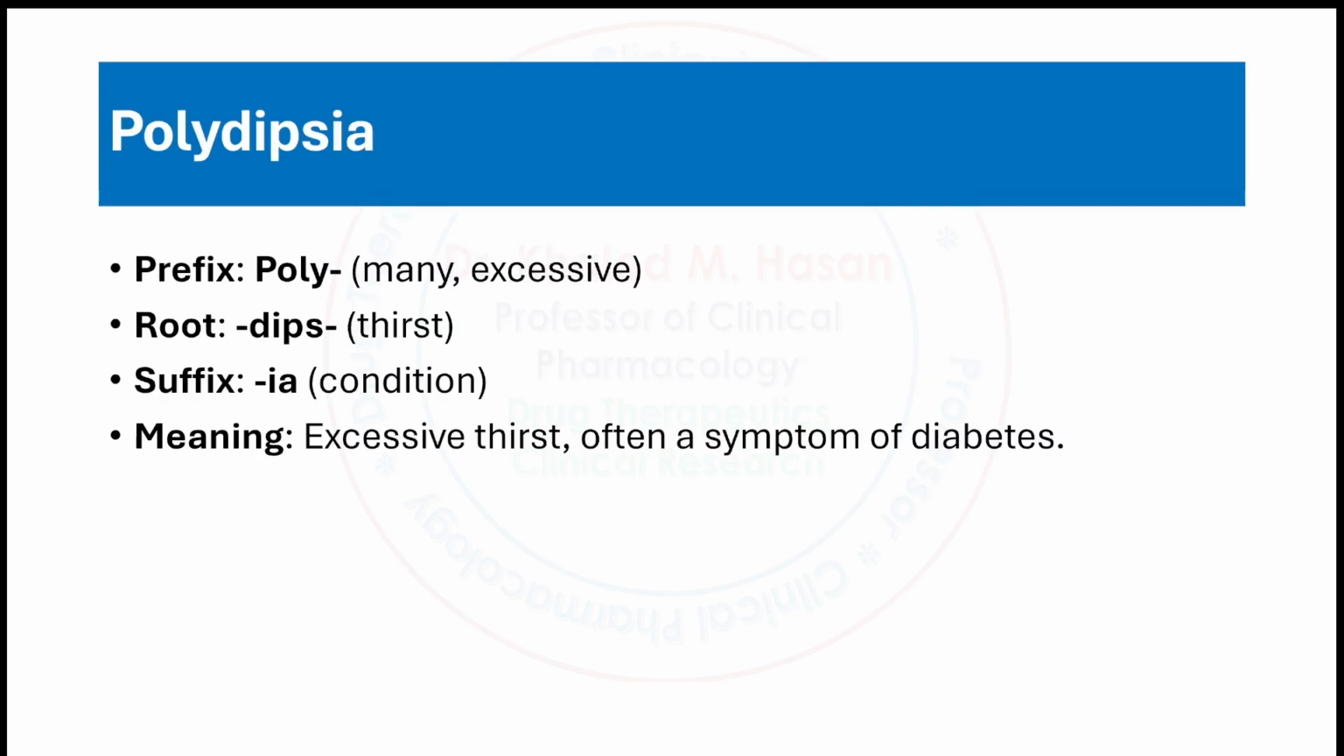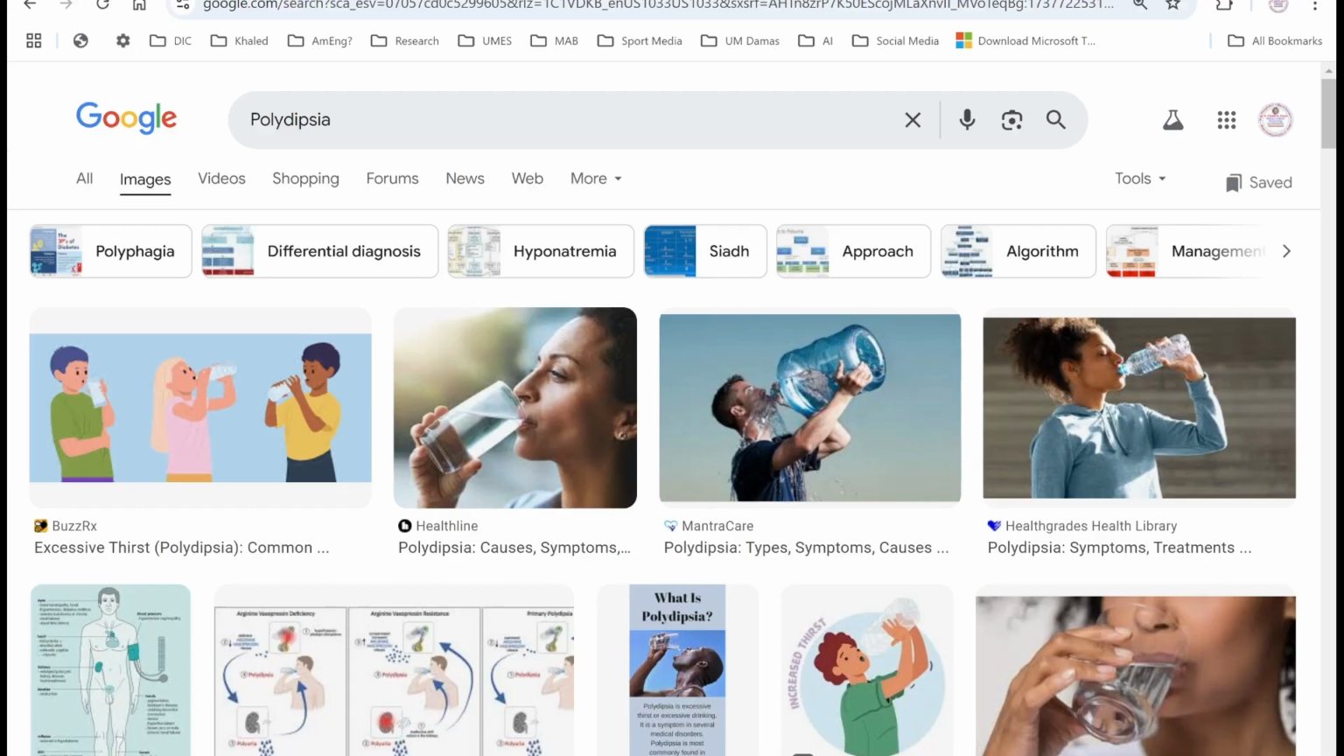Okay, next word, polydipsia. Poly means many or excessive, dips means thirst, and ia means condition. So the meaning will be excessive thirst, often a symptom of diabetes. So polydipsia, poly means many, dips means thirst, and the meaning will be excessive thirst, maybe in patients suffering from diabetes. So when we type polydipsia in Google images, you can see people willing to drink a lot of water. They have excessive thirst, and they try to drink a lot of water.